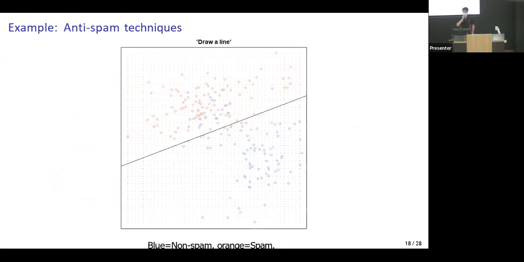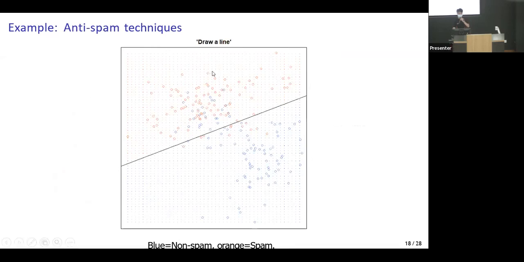Okay, so this graph is about as technical as today's talk gets. I will spend one or two minutes explaining what I'm trying to do here. Say we have available a data set and people have already labeled it. Humans have already labeled whether an email is spam or non-spam.